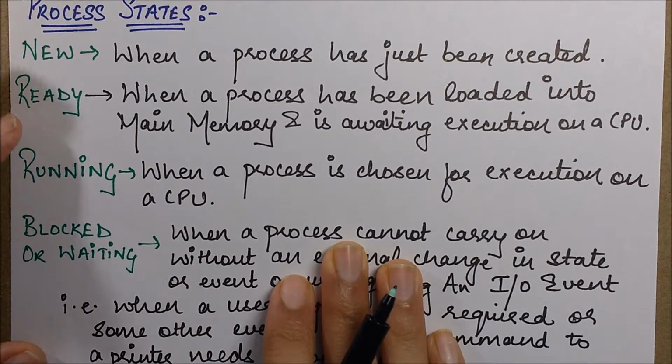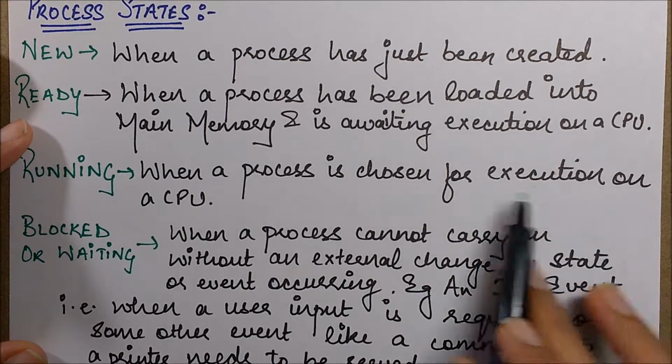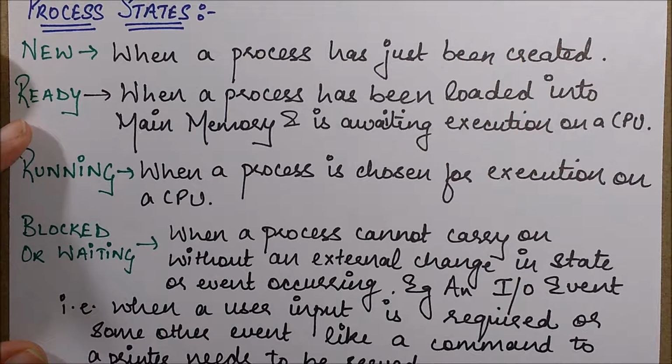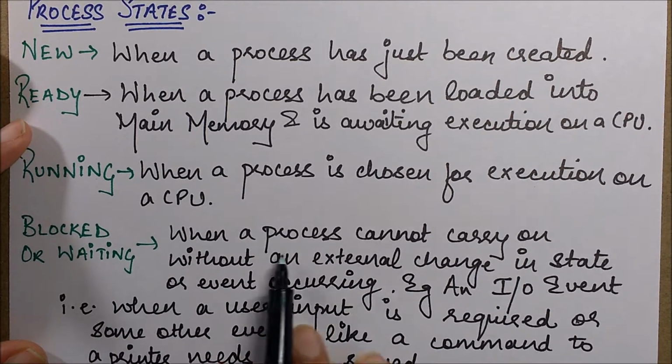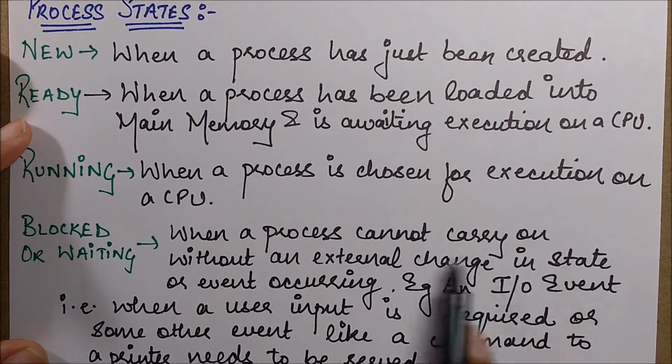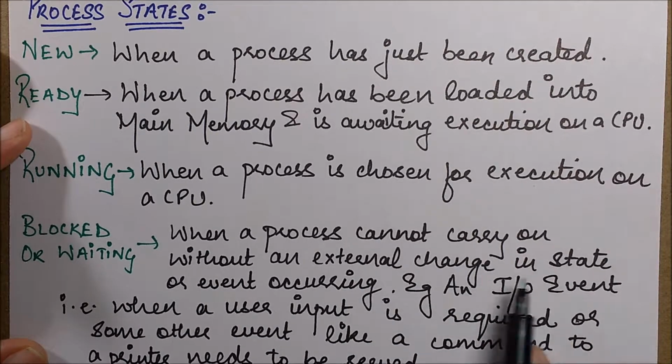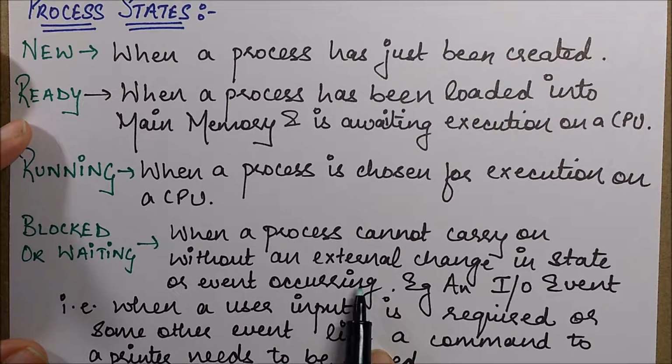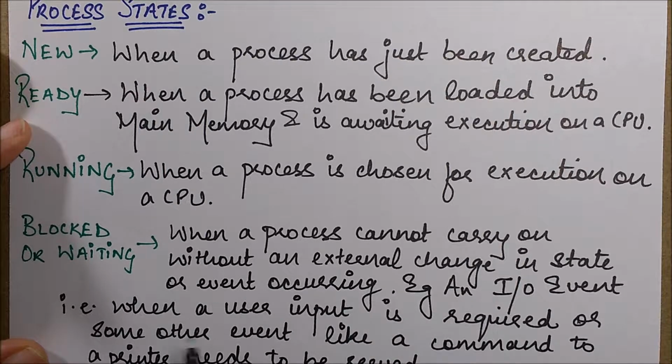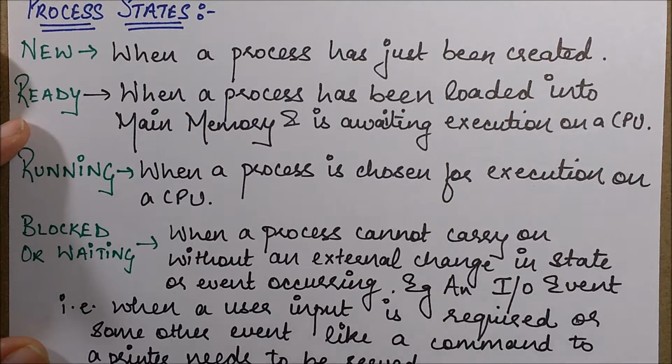Then the running state: when a process is chosen for execution on a CPU, it is said to be in running state. Blocked or waiting state: when a process cannot carry on without an external change in state or event occurring. Example, an input output event, that is when a user input is required or some other event like a command to a printer needs to be served. In that case it is said to be in blocked or waiting state.